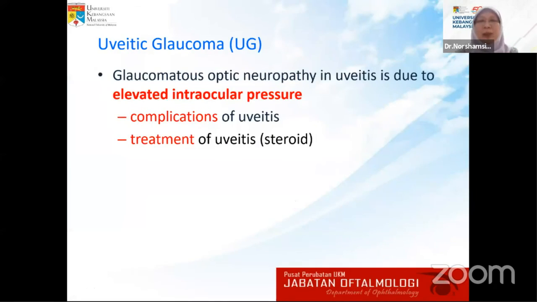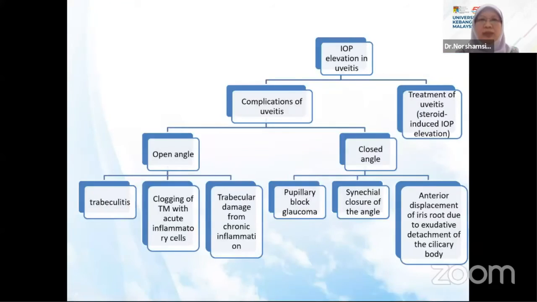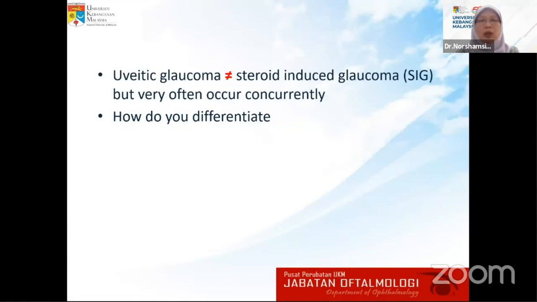So uveitic glaucoma is essentially a glaucomatous optic neuropathy which developed because of elevated intraocular pressure from complications of the uveitis or from treatment of uveitis from steroid use. So again, it could either be from the complication of uveitis or from steroid use, either open angle or closed angle glaucoma for multiple causes. Uveitic glaucoma is not the same as steroid-induced glaucoma, but often it can occur concurrently.